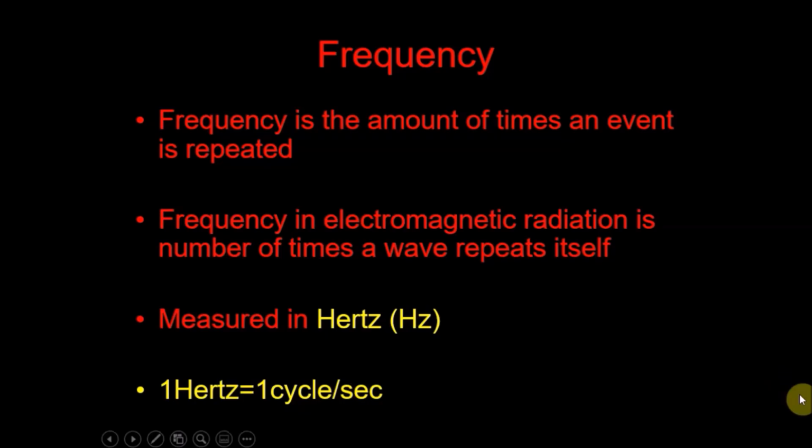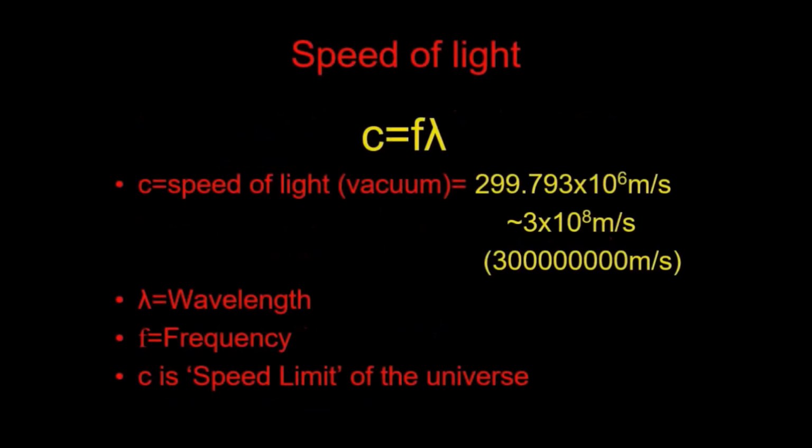Either unit is acceptable, but hertz tends to be the often quoted unit, and that's why you see such things as radio waves in terms of gigahertz and megahertz. Millions and billions of cycles per second. So as we said before, the speed of light, c equals f lambda. C in a vacuum is 299.793 times 10 to the 6 meters per second, or about 3 times 10 to the 8 meters per second.